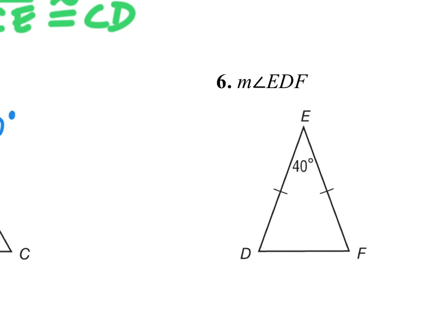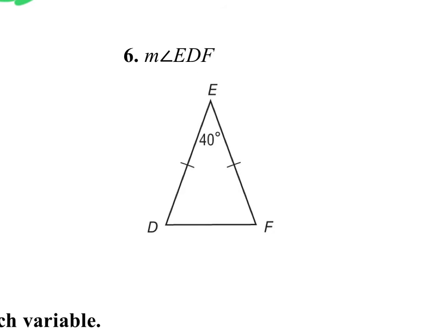Okay, let's take a look at number 6. I know this one's a little bit trickier. It wants us to find angle EDF, so it wants us to find this angle right here. First off, I know that ED is congruent to EF. I'm going to write that out. So then I know that my base angles are going to be congruent, and they're going to be the same. Now I don't know what they are, but I know that this angle is 40 degrees.